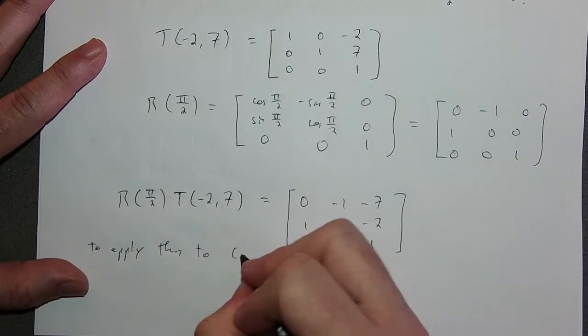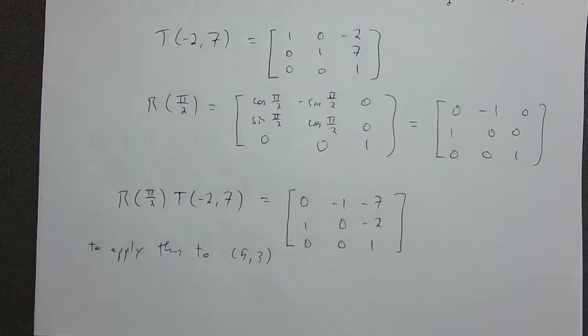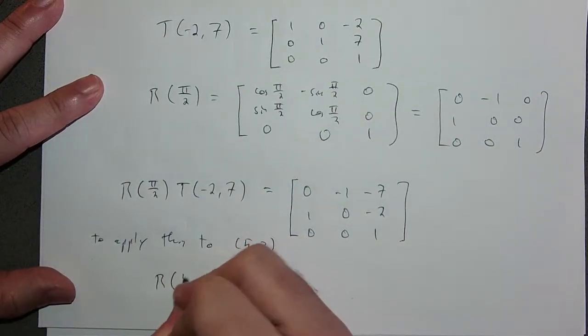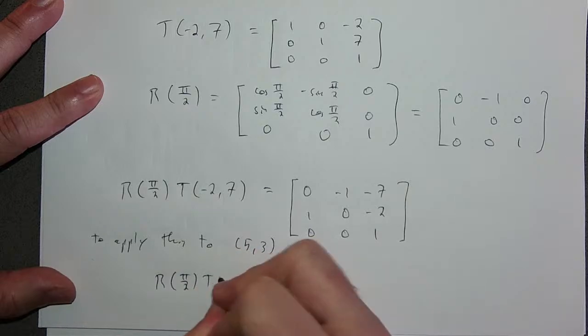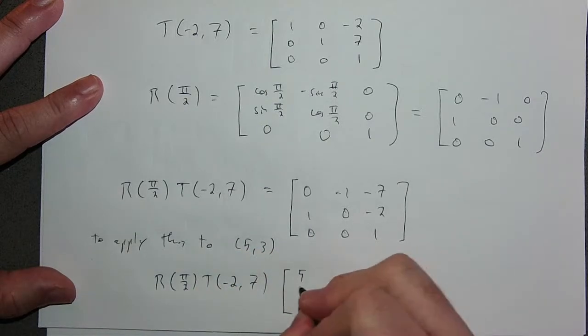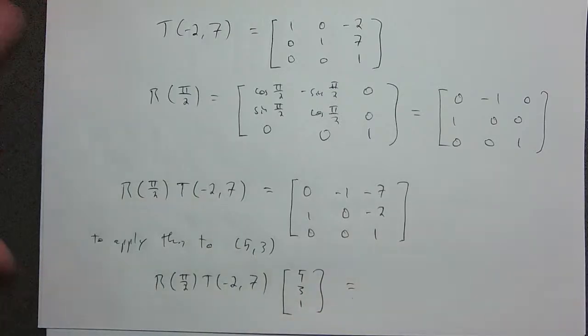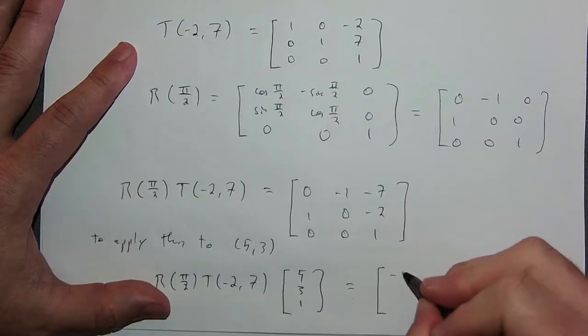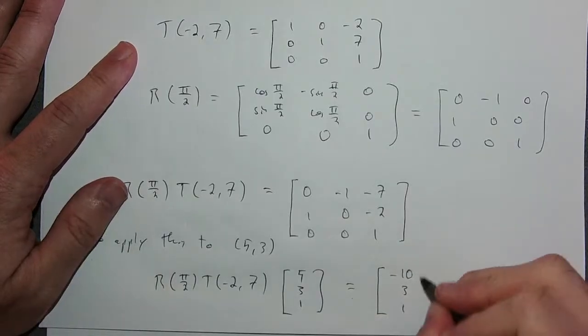So to apply this to the point (5, 3), of course, you are free to apply this to any number of points. You could put each point as a column vector in a matrix and do this multiplication that way. I'm just going to do it to one point to show you how this works. I would take this matrix, which I'm still going to write as this matrix product, and apply it to the vector (5, 3, 1). When I do that, you will see that what I get is (-10, 3, 1).